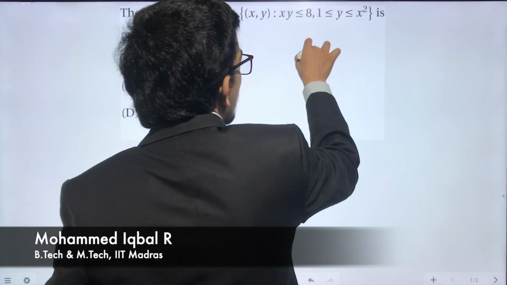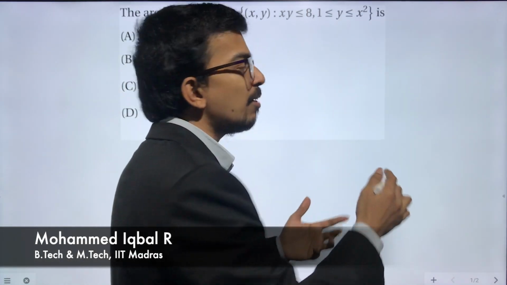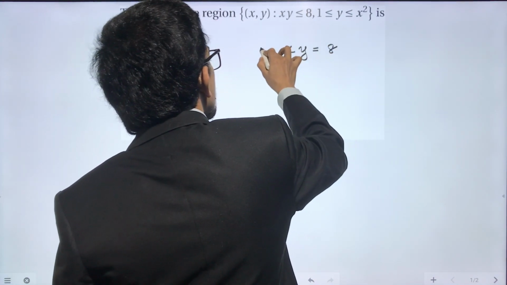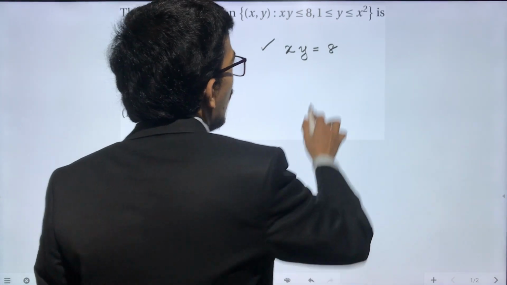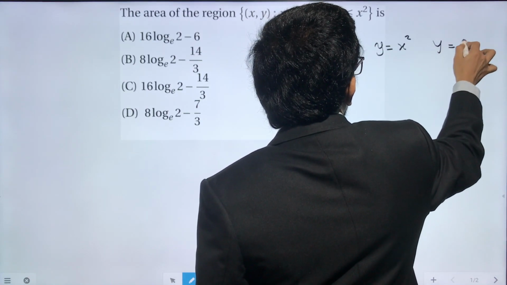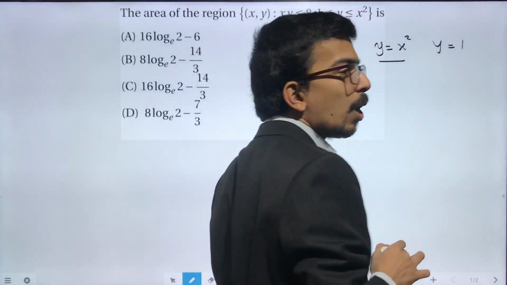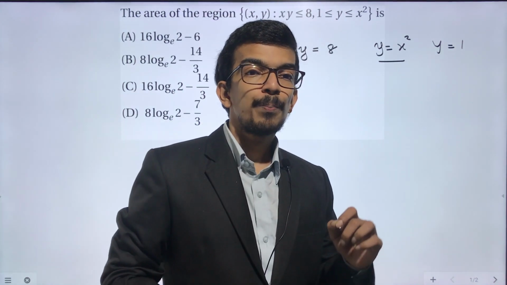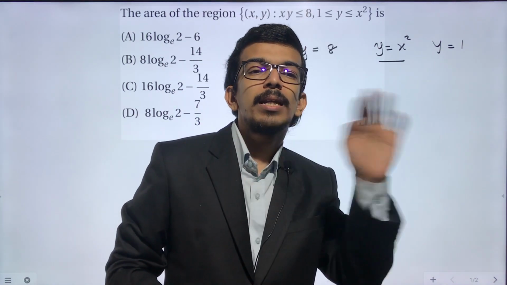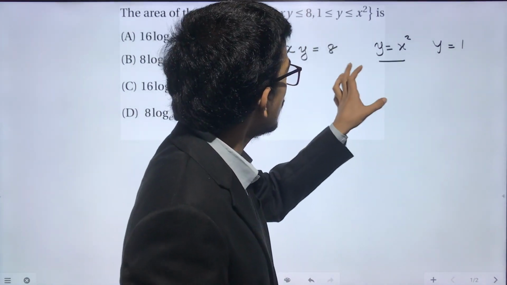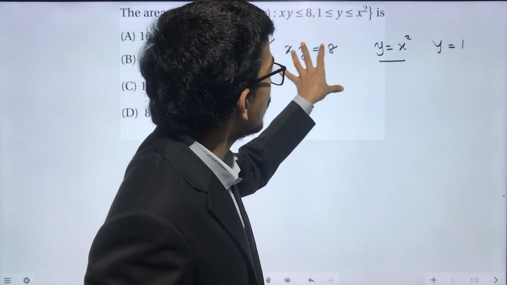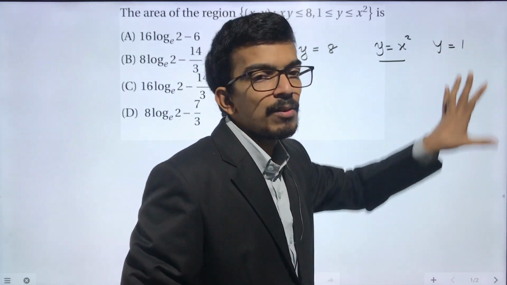We have xy less than or equal to 8. To figure out the region, we have to check the corresponding equation. So we have xy equal to 8. This is a rectangular hyperbola. And we have y equal to x squared and y equal to 1. y equal to x squared is a parabola passing through the origin, with vertex at the origin. y equal to 1 is a line parallel to the x axis. So we have three figures here: a rectangular hyperbola, a parabola and a straight line.